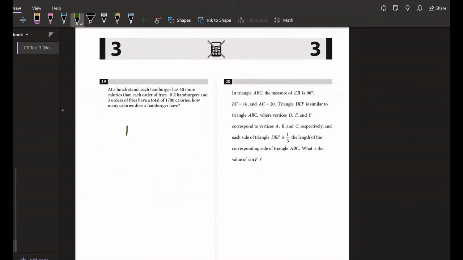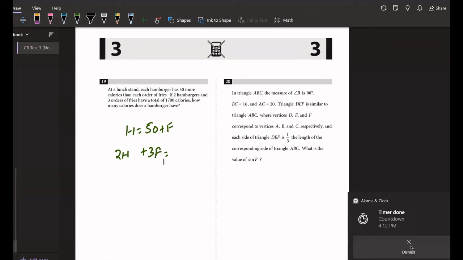Each hamburger has 50 more calories than fries. Okay. They order 2 hamburgers, 3 fries, total calories as, okay, we are done with our time, but we'll take one more question. Okay.